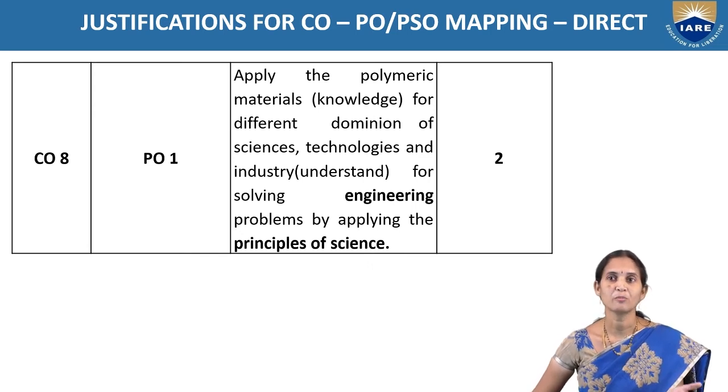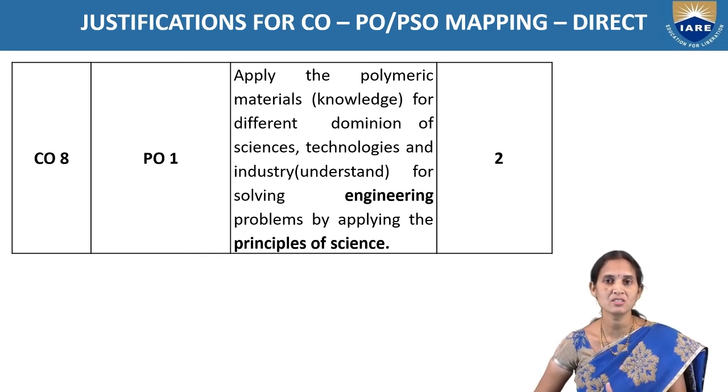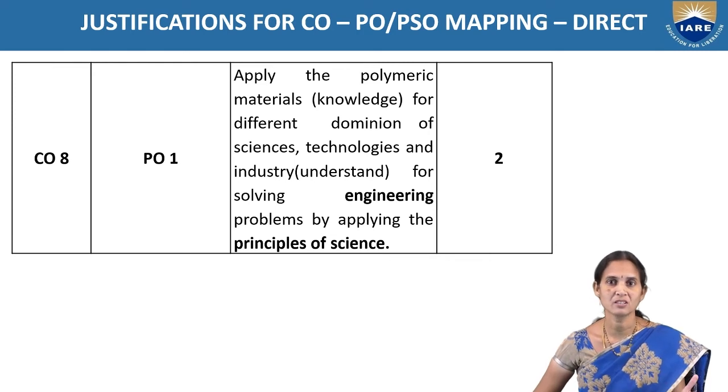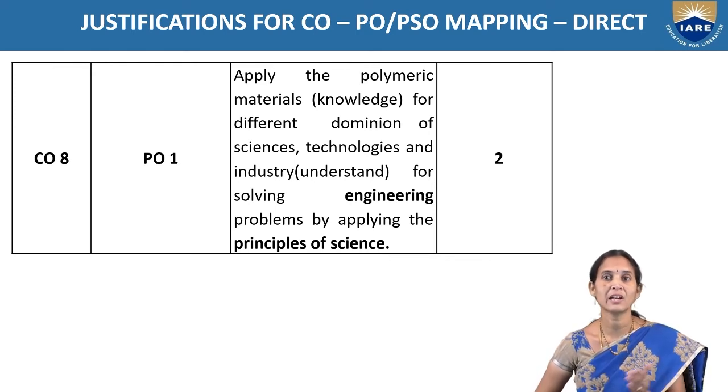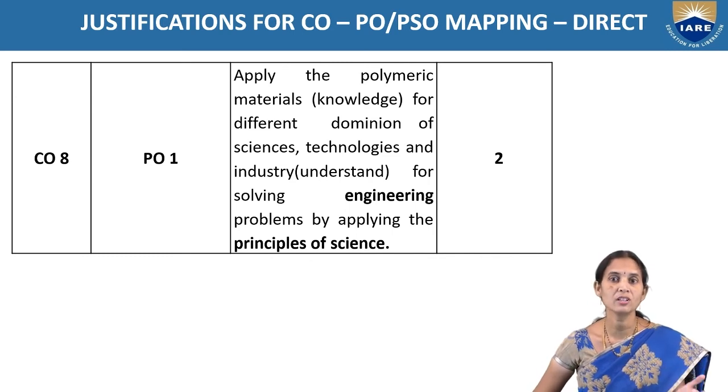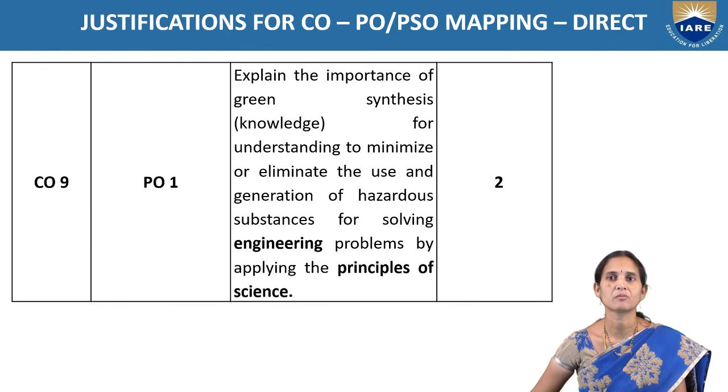Plastics we are using for domestic purposes and industries. Elastomers, rubbers, we are using for domestic purposes and industrial purposes. So different domains of science, technologies and industry, they will understand about polymers for solving engineering problems by applying the principles of science. So here we are giving a number of vital features for mapping CO8 to PO1, because here no formulas, no problems are there. So no mathematical expression.